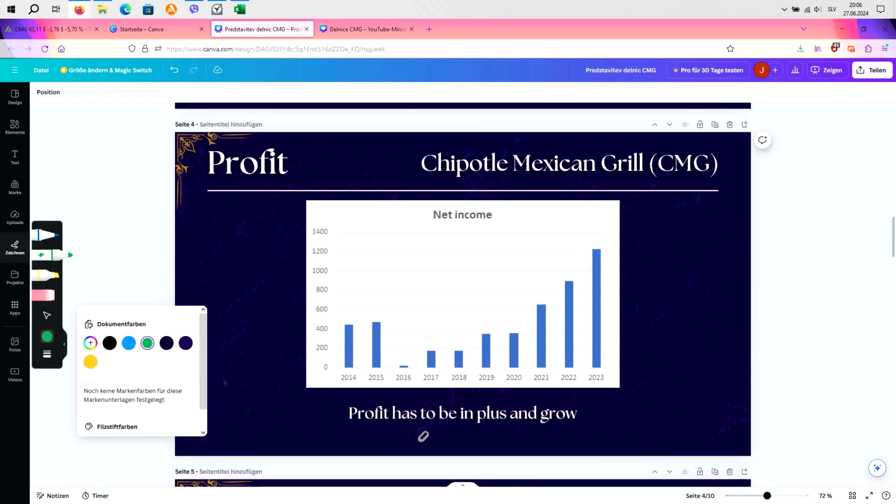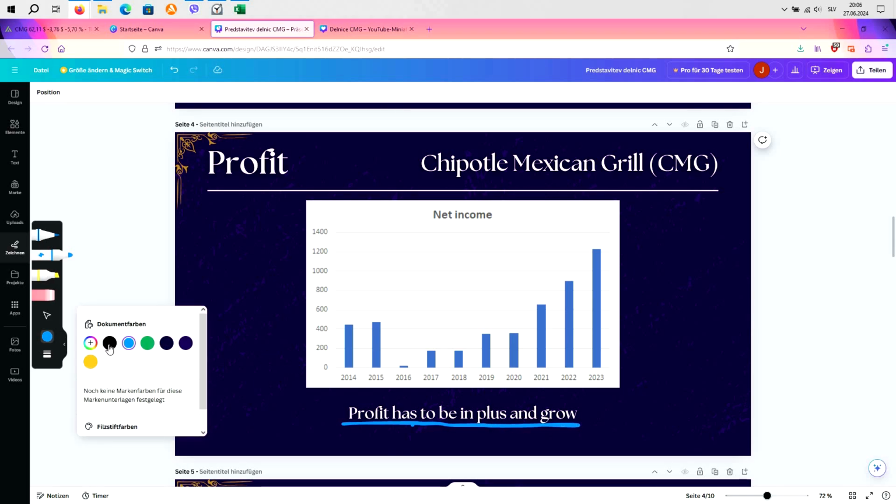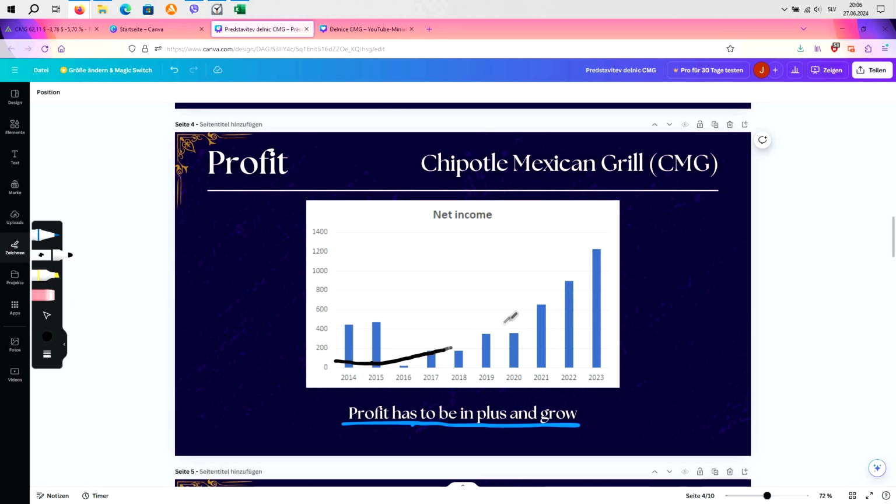Now we come to the profit. And for profit, we also have a little instruction that tells us profit has to be in plus and it has to grow. Now, the very same story as with the chart. First, I will draw a little exponential line. I don't know what's with my mouse at the moment. So yeah, kind of like this. And now we will compare the profit with that line. And you can see that the profit literally follows that line perfectly.